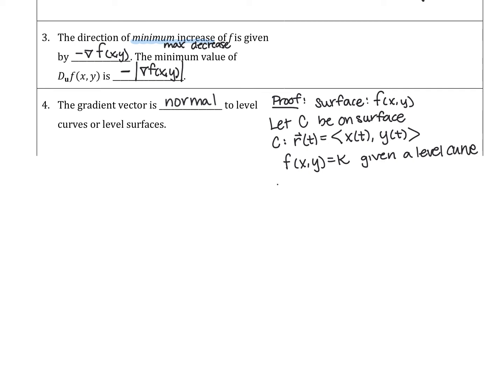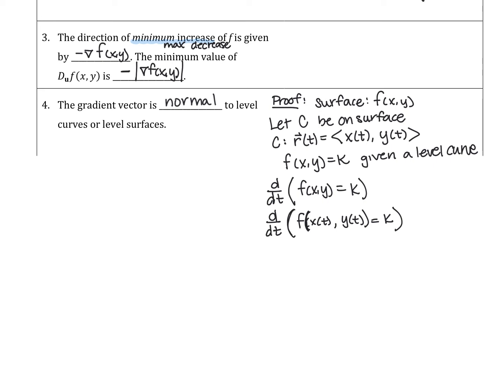So if we want to take the derivative with respect to t of this surface, f of x, y equals the level curve, I want to take the derivative with respect to t, so I'm going to rewrite my function with respect to t. So I would be taking the derivative with respect to t of f of x of t, comma y of t, and that is equal to k. So I'm going to take this derivative now.